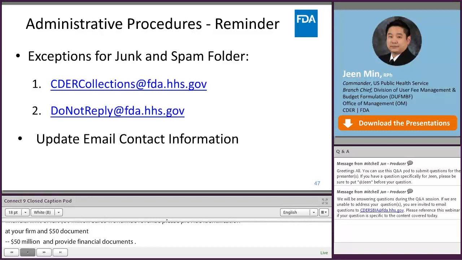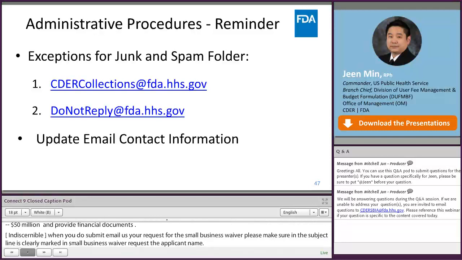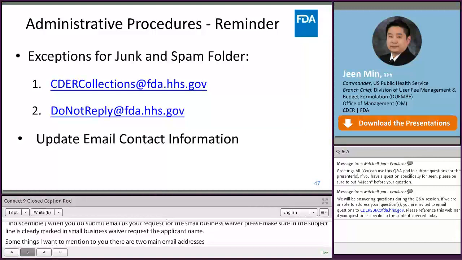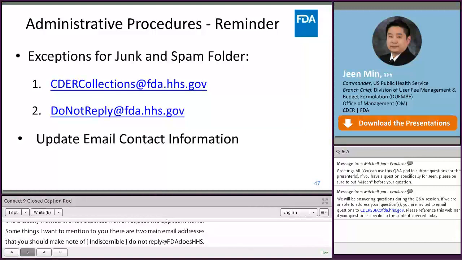Some things I want to mention to you. There are two main email addresses that you should make note of: cedercollections@fda.hhs.gov and donotreply@fda.hhs.gov. You will receive emails from these email addresses. Make sure they are exceptions to your inbox. Otherwise, they might go to your junk or spam folder. So either make them into exceptions or make sure you're checking your junk and spam folder.